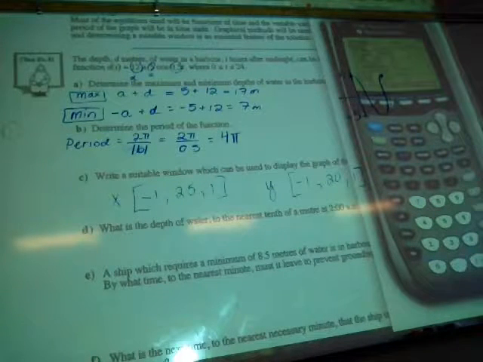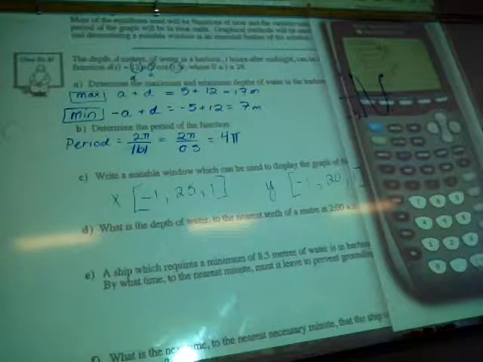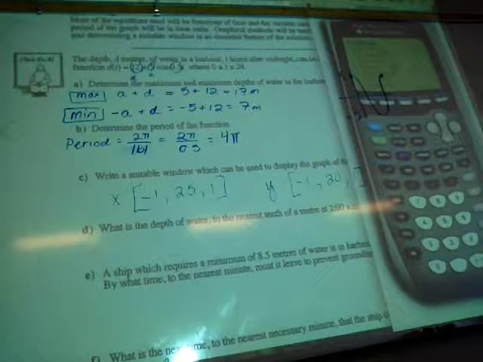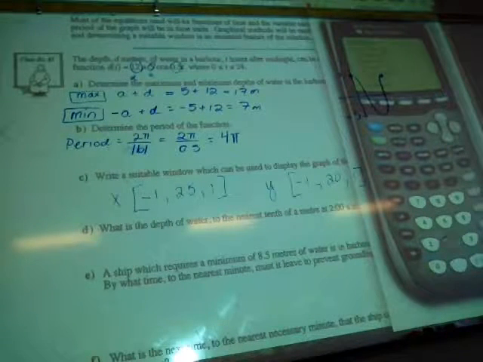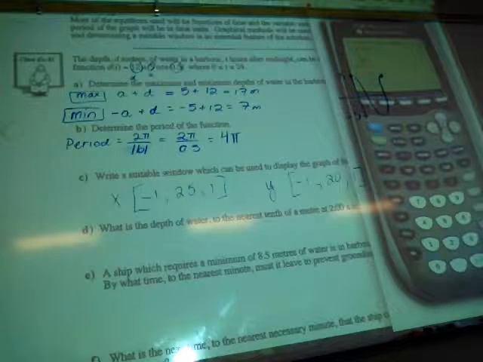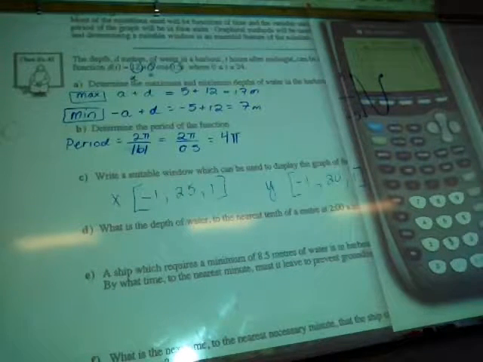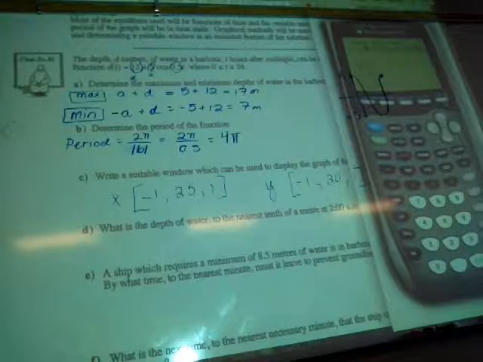So we're good. Then we're going to go to our window settings and put them to the settings that we just defined. So -1 to 25 and 1. And our y min will be -1 to 20 to 1. Then we'll go into y equals and we'll put our graph: 12 plus 5 cosine 0.5, and in this case our t is going to be an x. And we can go ahead and graph it.